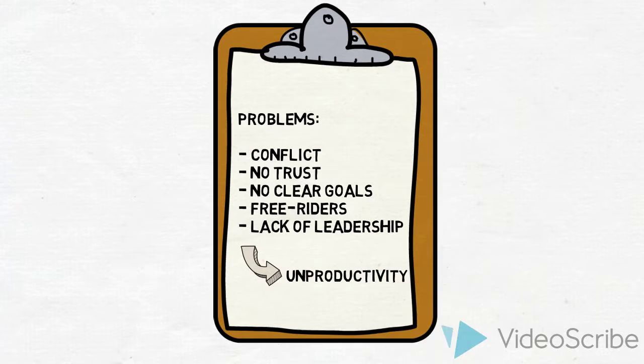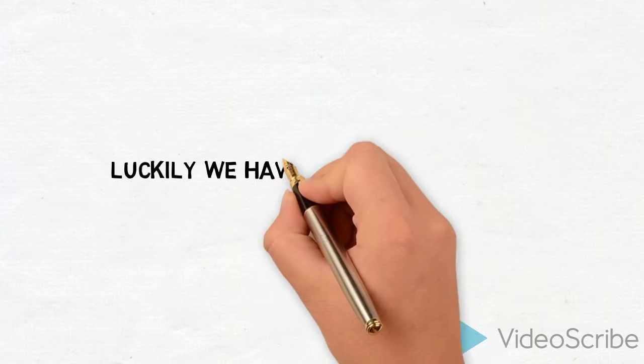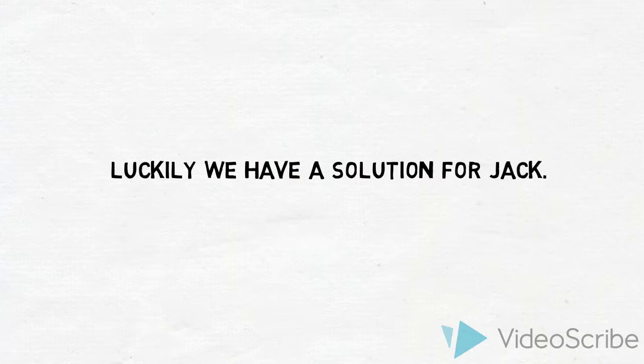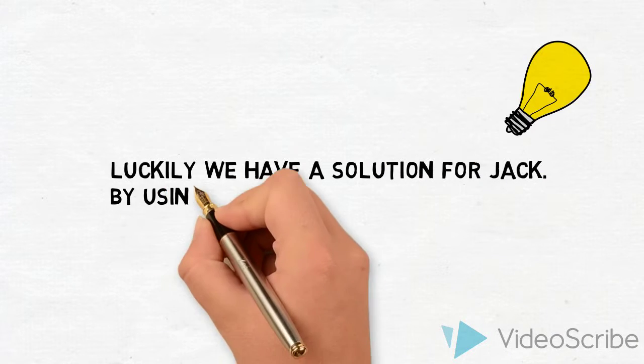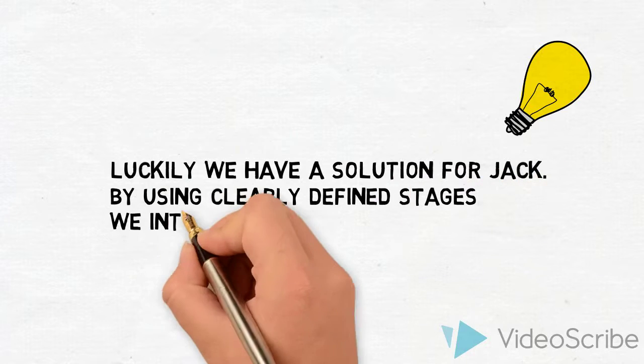In short, Jack is dealing with non-productive teams which are the cause for failing projects. This costs the firm a lot of money and has to change. Luckily, we have the solution for Jack. By using clearly defined stages, we introduce the Tuckman model to create a highly productive team.